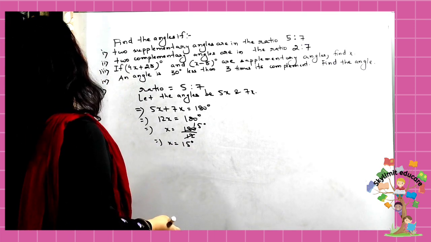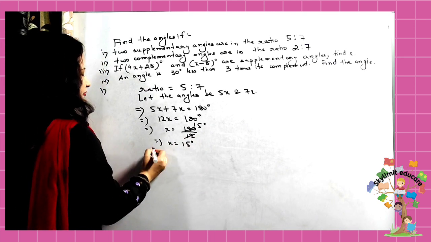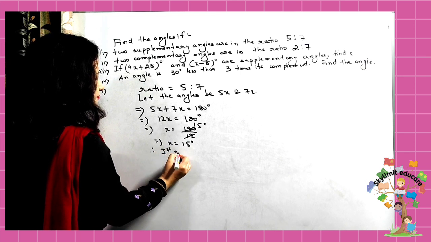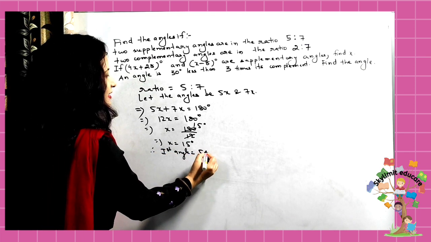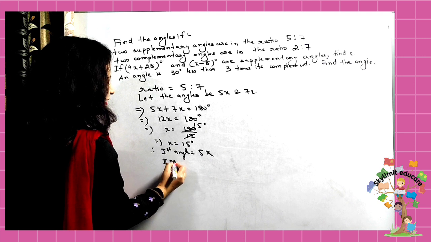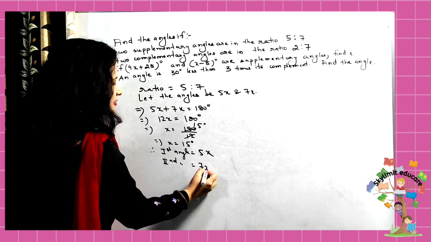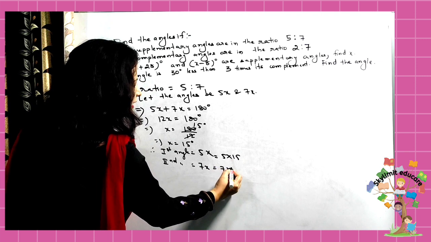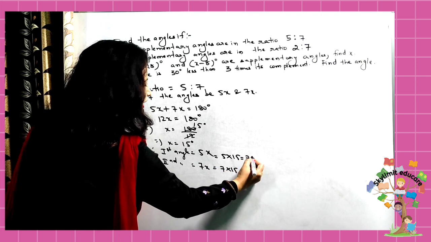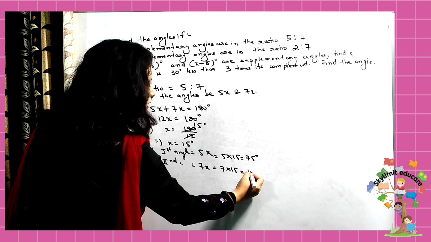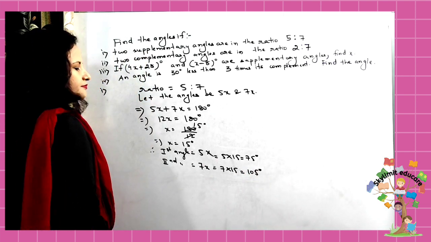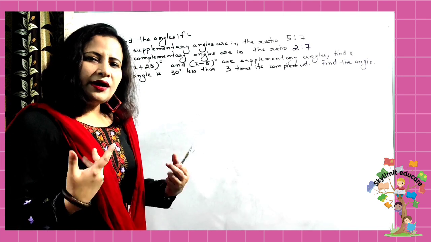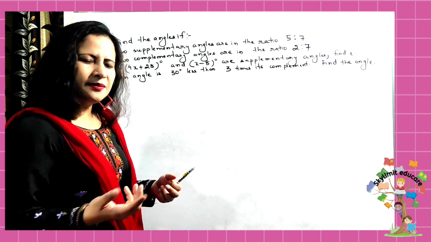So find the angles. Therefore, first angle is 5x. Second angle is 7x. So what is the value of x? 15. So 5 times 15 is 75 degree. And this is 105 degree. Or if you want, you can solve in the other method also.